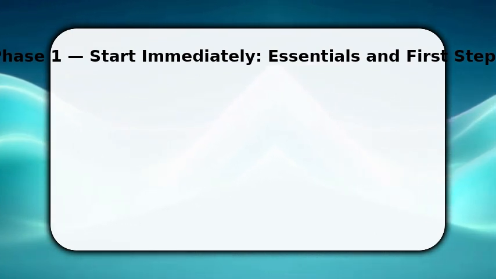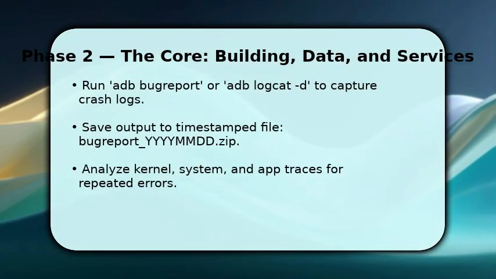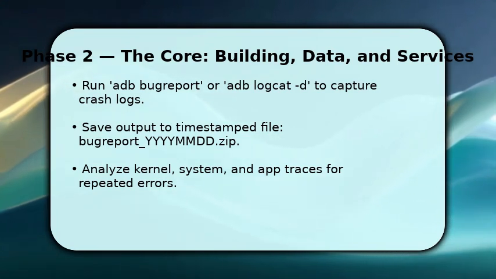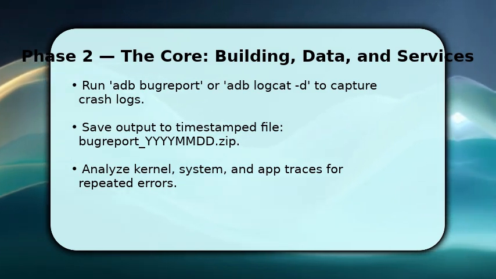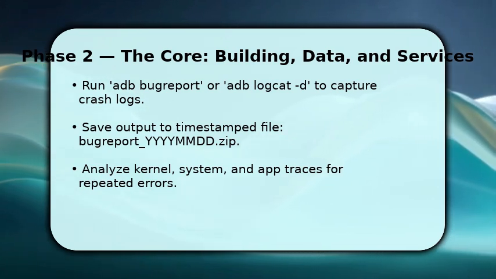Now you gather and read the evidence. You run an adb bugreport and an adb logcat -d to capture comprehensive logs, and then save them with a clear timestamp so you can track changes. Once you have the files, open them and look for repeated errors, stack traces, or failing services. These point to the root cause.